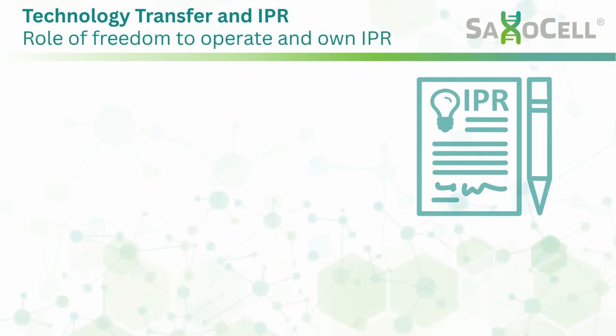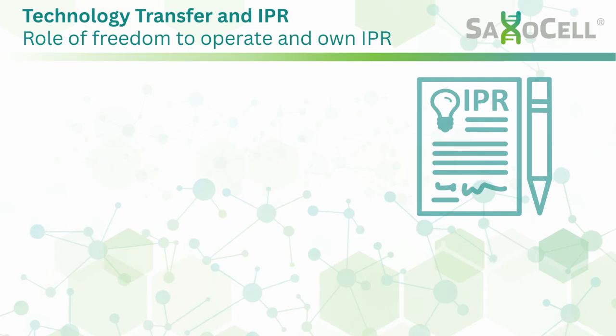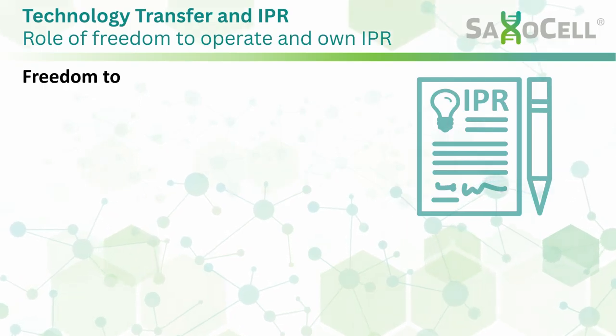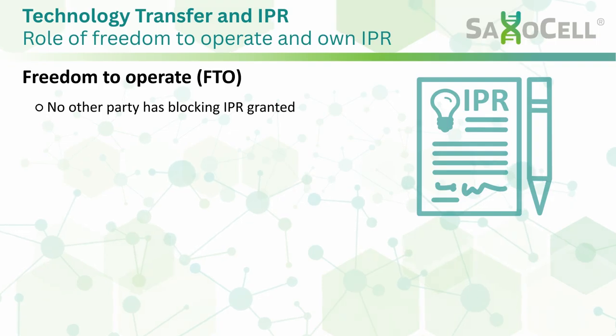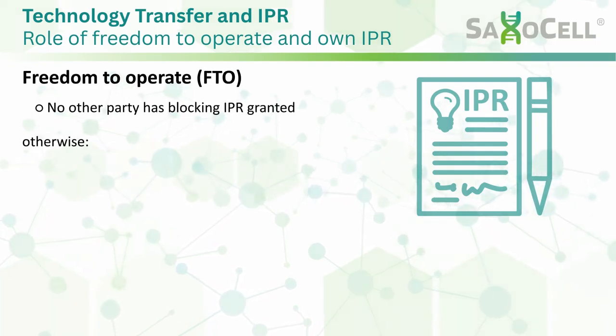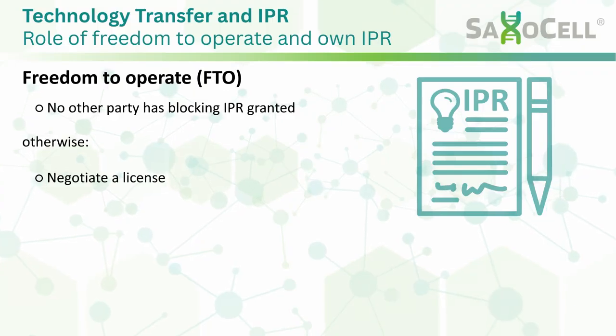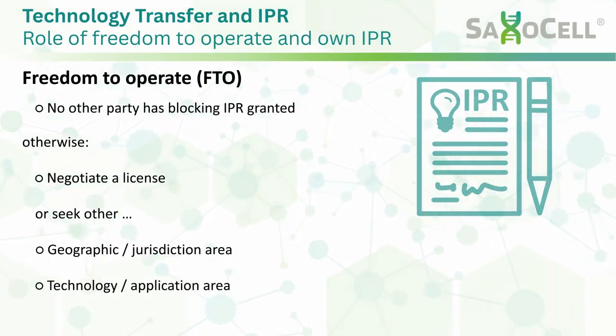But even before you have worked out your invention in detail, you should always carry out an FTO search. FTO stands for Freedom to Operate. It means no other party has intellectual property rights that can block the commercial use of your technology. If FTO isn't given, you can either negotiate a license with the IPR holder or explore regions or applications where the blocking rights don't apply.